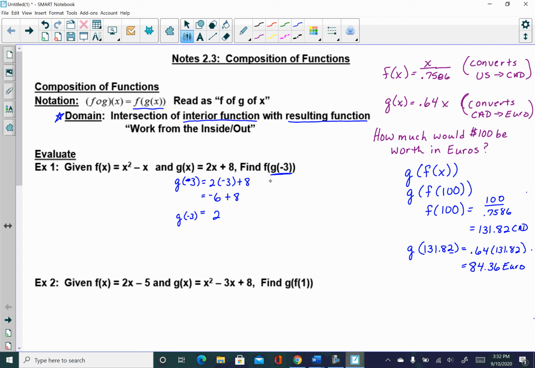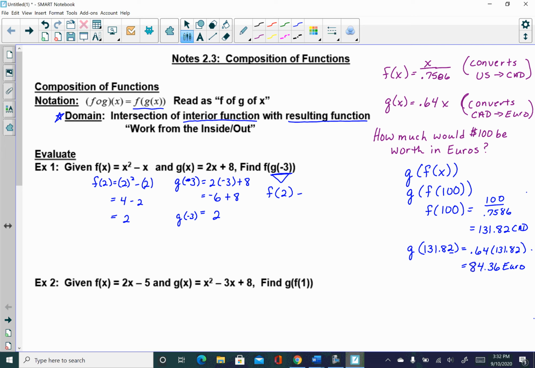So now we found that this equals 2, and I'm trying to find f of 2. Go to my f function. Everywhere I see an x, plug in 2. So f of 2 would be 2 squared minus 2. 2 squared, of course, is 4. 4 minus 2 is 2.